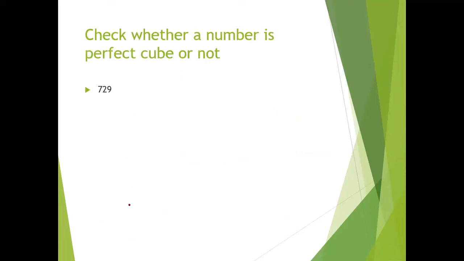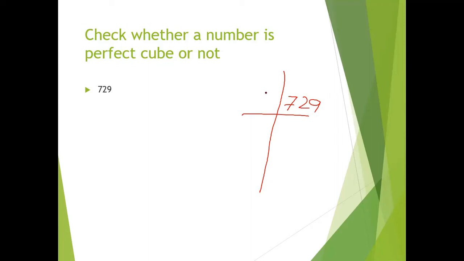Now let's check whether a number is a perfect cube or not. If we do the factorization of 729 and all the prime numbers appear in groups of 3, then this number is a perfect cube. Okay, we can say that, right? Now let's do it. 729.